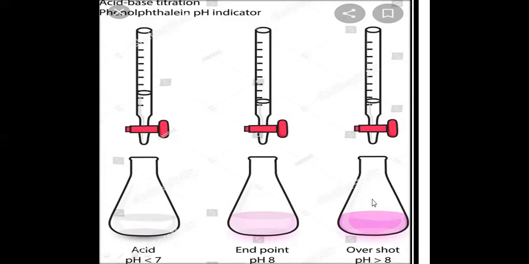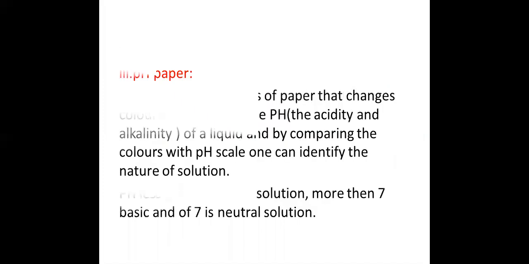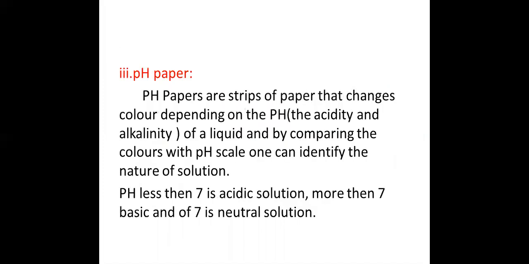So phenolphthalein turns from pink to colorless in acidic solution and from colorless to pink in basic solution. pH paper. The third method is pH paper. pH papers are strips of paper that change color depending on the pH, meaning the acidity and alkalinity of a liquid, and by comparing the colors with pH scale, one can identify the nature of solution. pH less than 7 is acidic solution, more than 7 basic, and 7 is neutral solution.